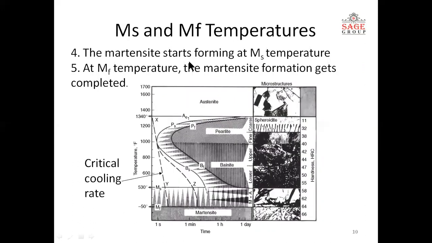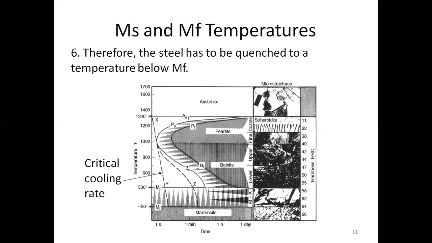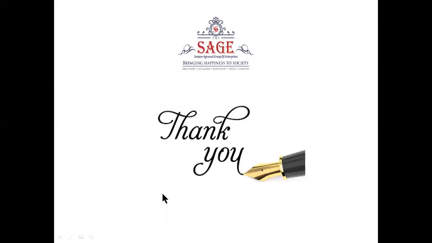The martensite starts forming at the MS temperature, and at the MF temperature the martensite formation is completed. Therefore, the steel has to be cooled to a temperature below MF to fully convert into martensite. So below MF, it is fully martensite. If it comes in the range between martensite start and martensite finish, then only partial martensite will form.